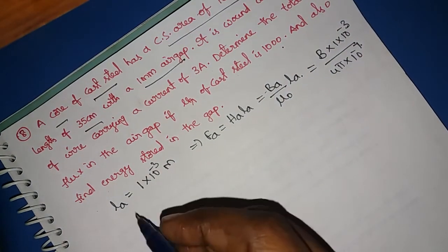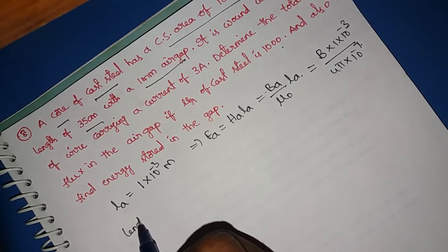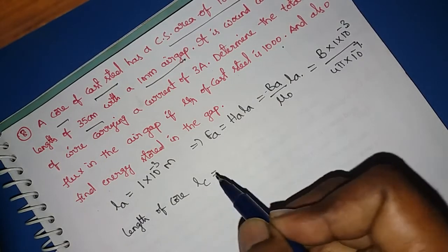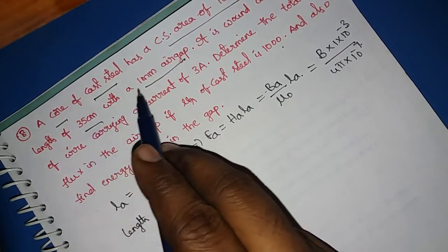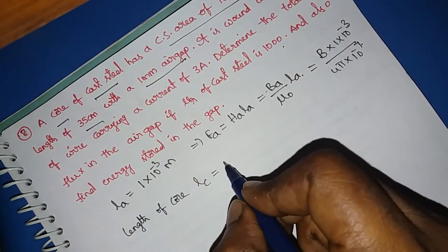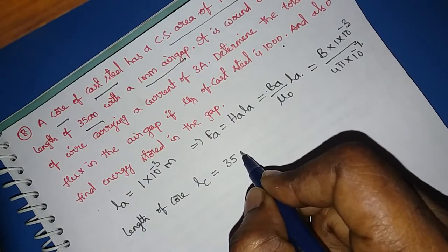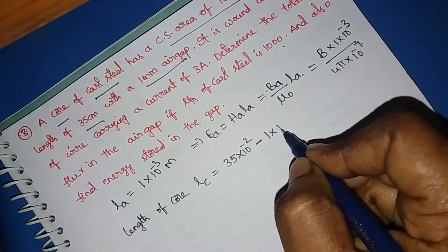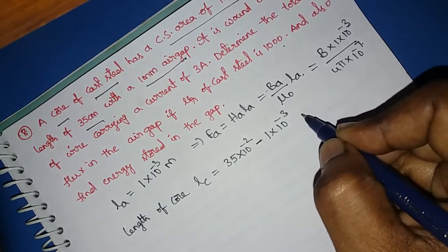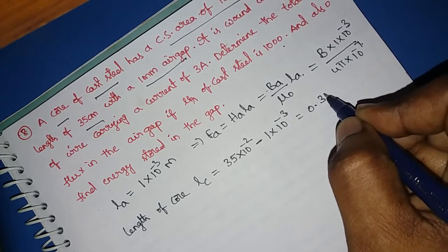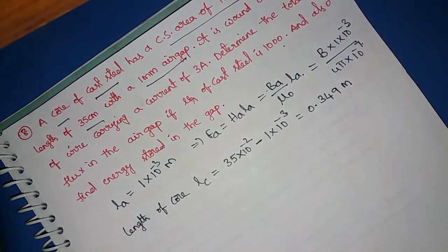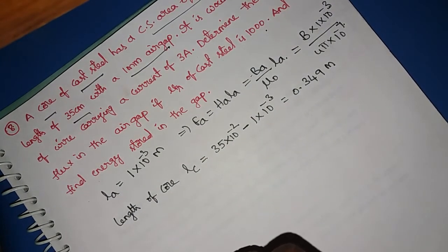Then what is the length of the core? The length of the core, given by LC, is equal to 35 centimeters minus this value. That means 35 into 10 power minus 2 minus 1 into 10 power minus 3. This is around 0.349 meters.